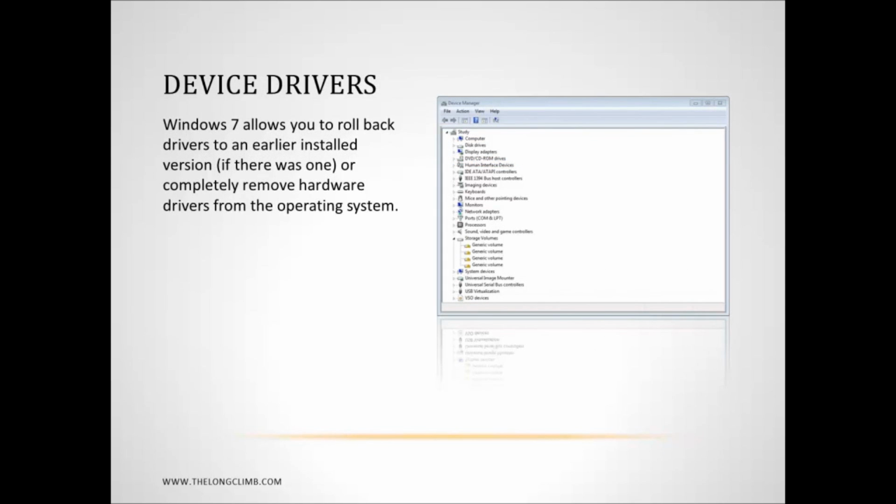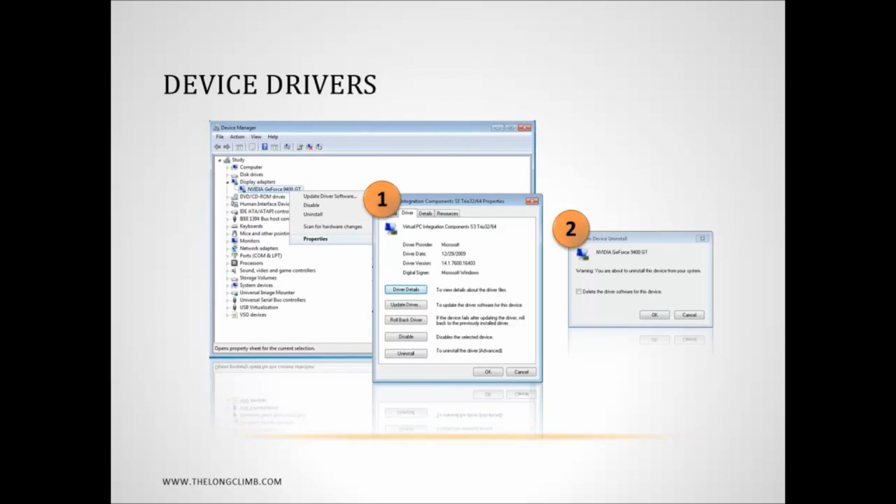Now let's have a look at device drivers. Now I've talked previously a little while ago about how device drivers can cause all sorts of problems. Now there are various things that you can do to troubleshoot device drivers, so let's have a look at them. The first thing is to roll back a driver. Now you can do this by right clicking on the driver itself, selecting properties from the context menu that appears, and if that driver has been upgraded and there is a previous version that's been stored, you can press the roll back driver button in the dialog window that appears.